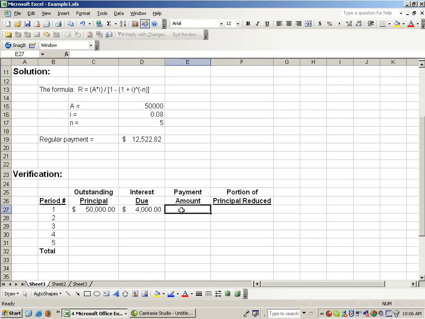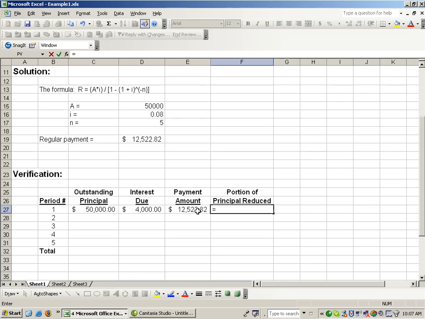And the payment amount is the 12,000 figure. Okay. And remember that if interest is compounded several times per year, don't forget to divide I by the number of periods per year. Okay. Now, at the end of each year, a payment of $12,522.82 is paid. Part of that payment is interest, and the rest of it is principal. We've already calculated that $4,000 of this particular payment is interest, so the rest of it is the amount of principal.